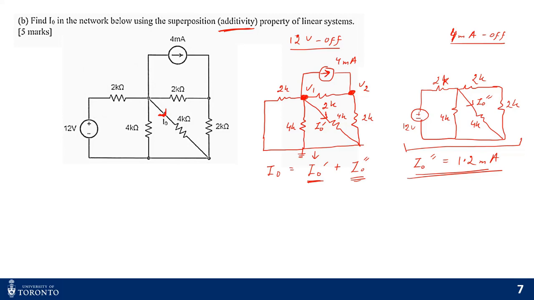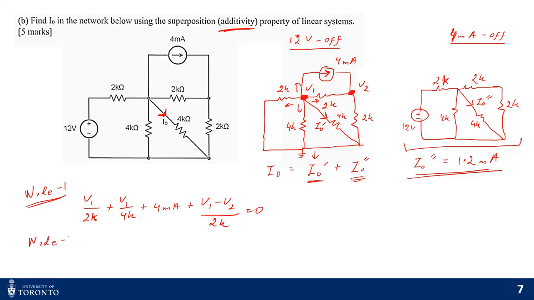What's going to be my first equation at node 1? I'm assuming current going out in all the directions. So my node 1 equation is going to be V1 by 2k plus V1 by 4k plus 4 milliamperes, which is the current going out, plus V1 minus V2 divided by 2K, which is this current direction, is equal to 0. So that's my first equation.